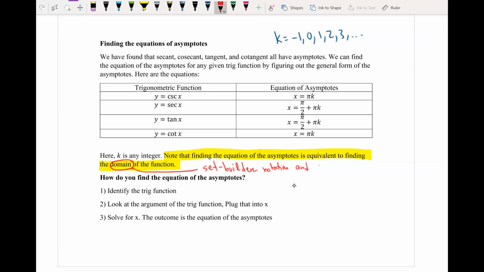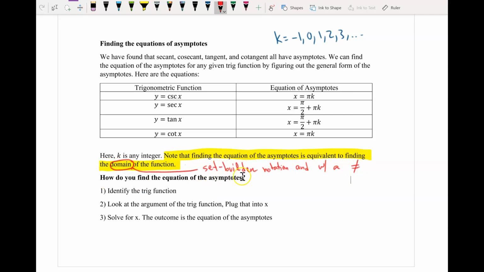And with a not equal sign. Okay, so that's the only thing that's gonna happen. So if I ask for the equation of the asymptotes, you'll have an equal sign. If I ask for the domain, you're gonna write the set builder notation with a not equal sign.